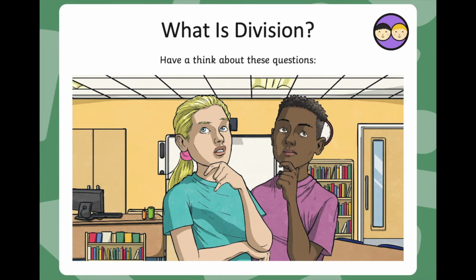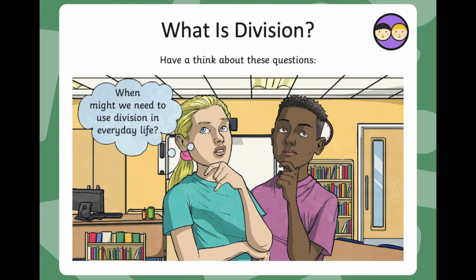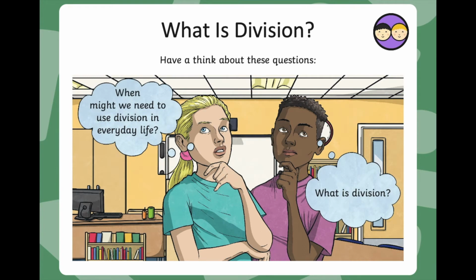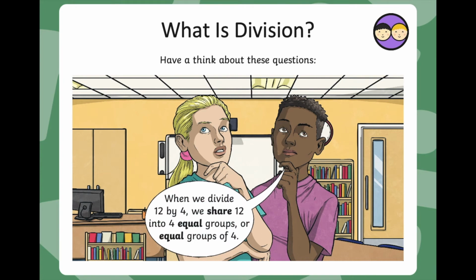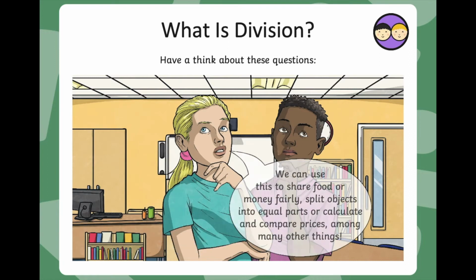What is division? Have a think about these questions. When might we need to use division in everyday life, and what is division? Division means sharing equally. When we divide 12 by 4, we share 12 into 4 equal groups, or equal groups of 4. We can use this to share food or money fairly, split objects into equal parts, or calculate and compare prices, among many other things.